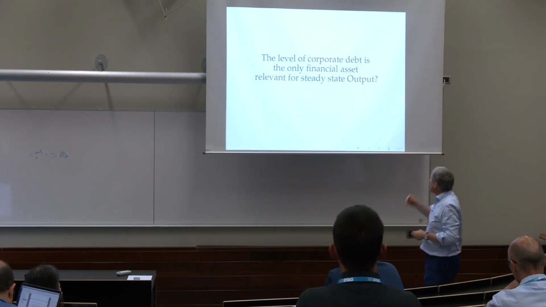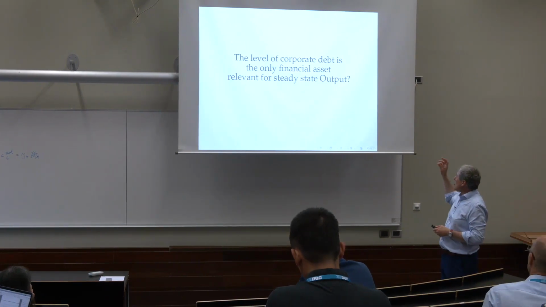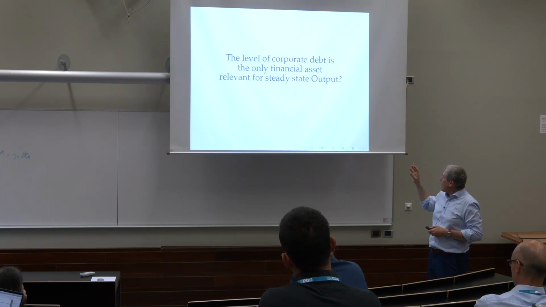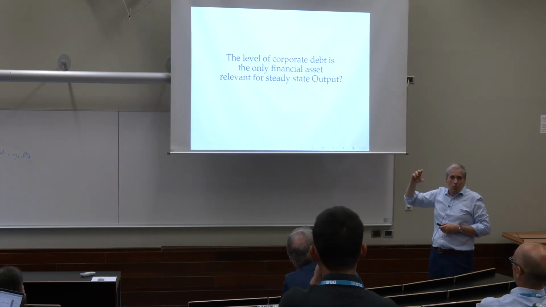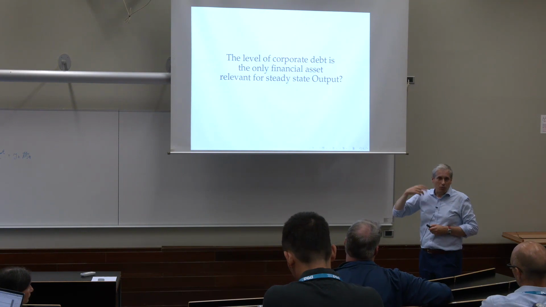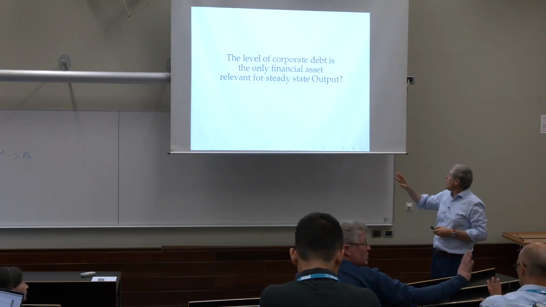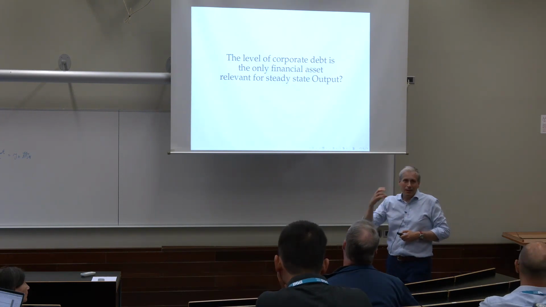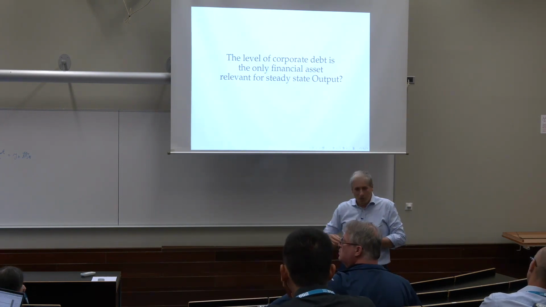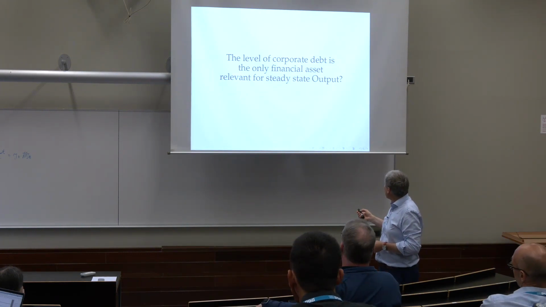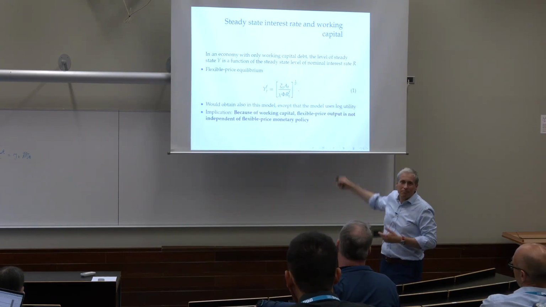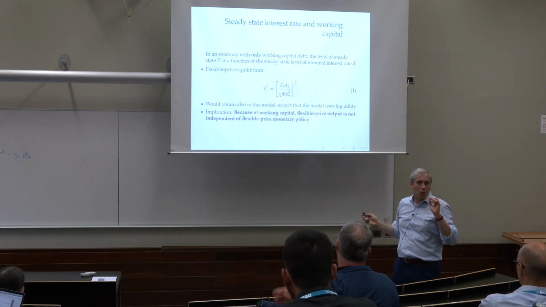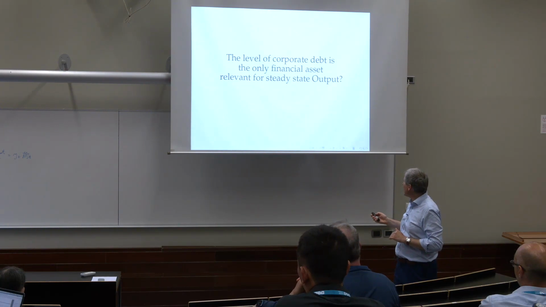Then here is the second question. The level of corporate debt is the only financial asset relevant for steady state output. Before, the question was whether the interest rate that I pay on working capital matters. And here we're saying, is the level of working capital relevant, or is it only the level of corporate debt? We saw that here I didn't have any level of working capital, but the reason is that the working capital here is set at 1. The whole wage bill needs to be financed.